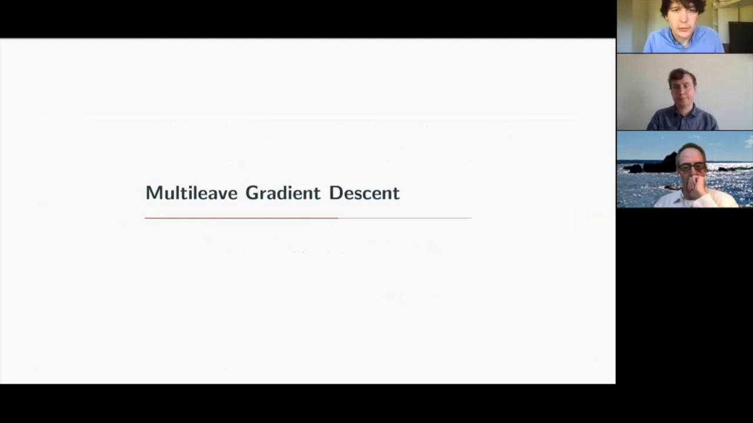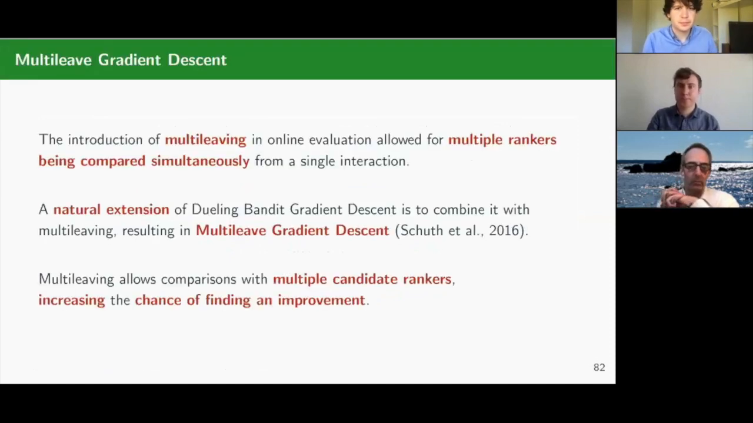There's another group of methods that improve on dueling bandit gradient descent called multileave gradient descent. What happened was that at some point multileaving was introduced, which is a variation on interleaving where you evaluate multiple rankers simultaneously. So instead of combining the rankings of 2 rankers, you can combine the rankings of 3 or more rankers.